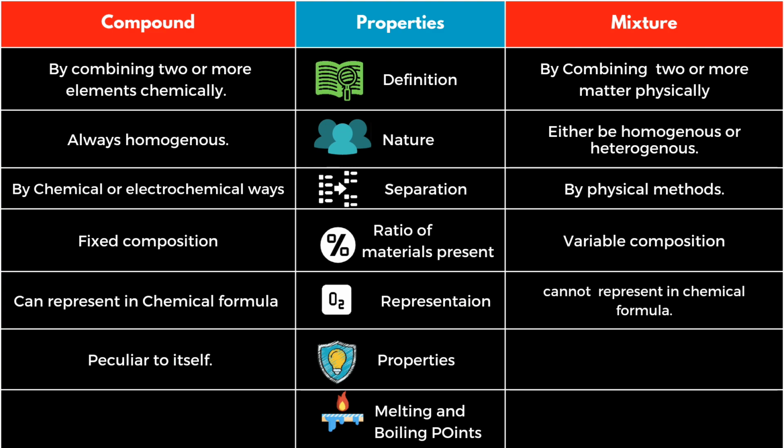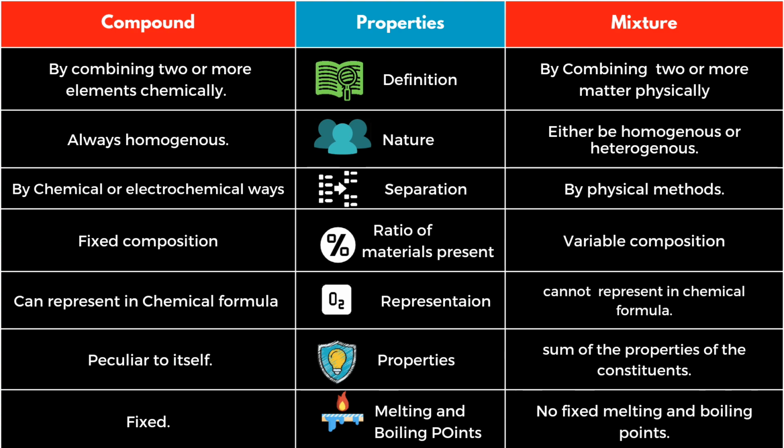By properties, the properties of the compound are peculiar to itself, since the constituents of the compound lose their original properties, while the constituents of the mixture generally do not lose their properties. So, mixture properties are generally the sum of the properties of the constituents. Compounds have fixed melting and boiling points, while mixtures have no fixed melting and boiling points.